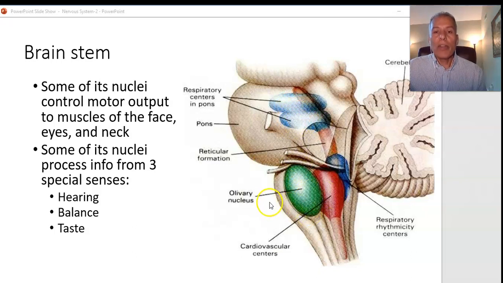They regulate various functions. For example, the superior olivary nucleus has to do with hearing. The cardiovascular center regulates the heart functions. And there are respiratory centers that regulate breathing. Some of these nuclei process information about three senses: hearing, as the olivary nucleus does, balance also, and taste. This is because there are cranial nerves that come out of these to control these functions.